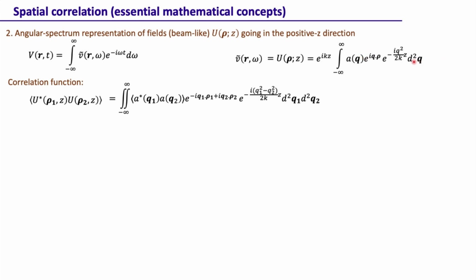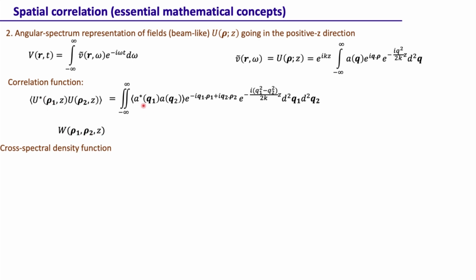So all these quantities are non-random quantities. The only random quantity is A(q), so the ensemble average is only over this one. So we have A star q1, A q2, and the remaining ones are like that. This one is called the cross spectral density function, W(rho1, rho2, z).